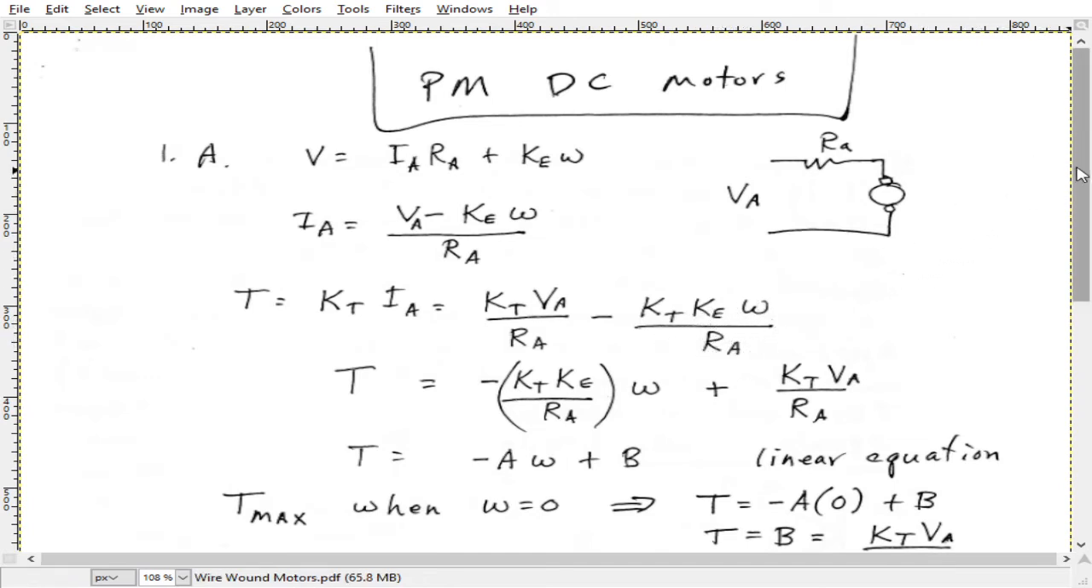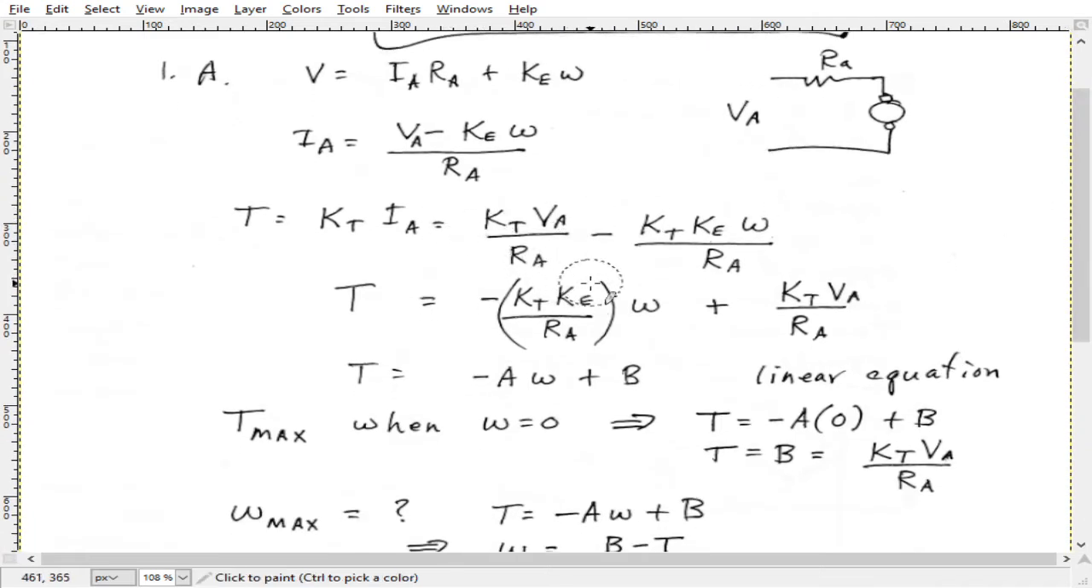Now, if I break this off into the parts that are constants and the parts that are varying, you notice that KT and RA are fixed. The armature resistance is fixed, and the voltage applied is fixed. Also, the torque constants are fixed. So if I rewrite this and put the things that are constant in parentheses, then you notice that this can be written in this form here. I'm letting A represent the inside here, and letting B represent this.